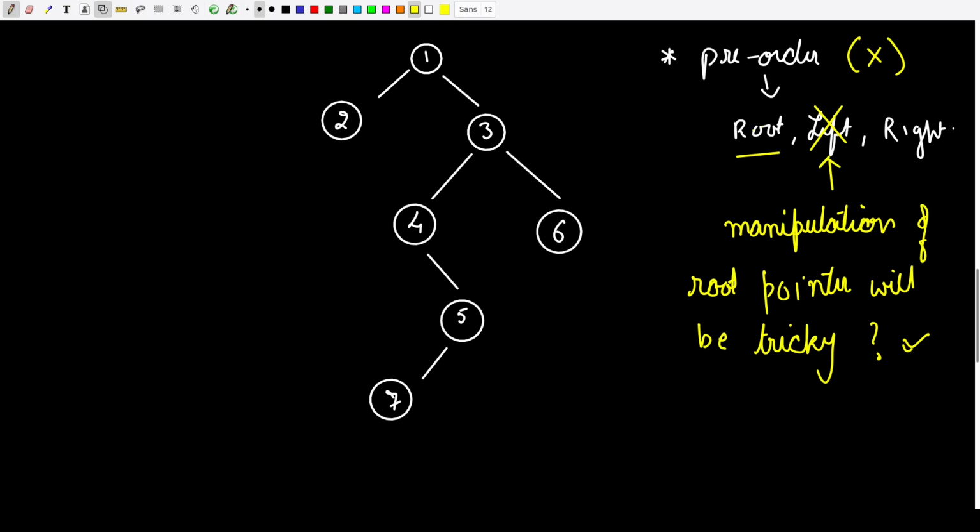And that is the reason we are not discussing the pre-order solution over here. Now let us look at the in-order solution. As we know, in the in-order solution, left will be operated first, then root, and then right.